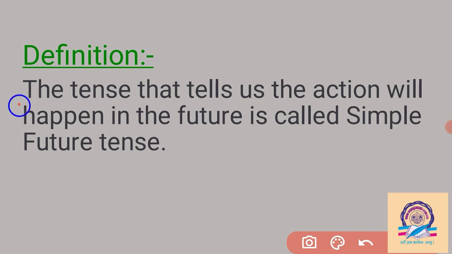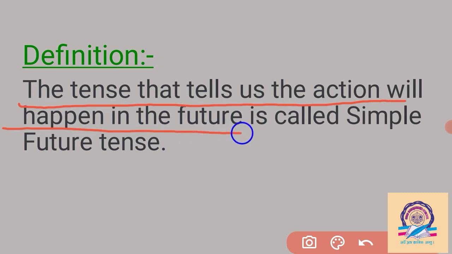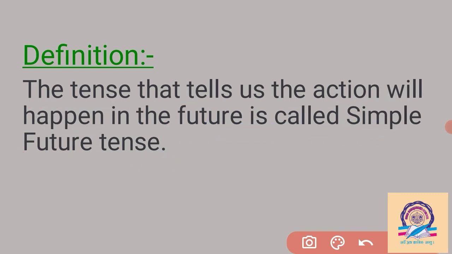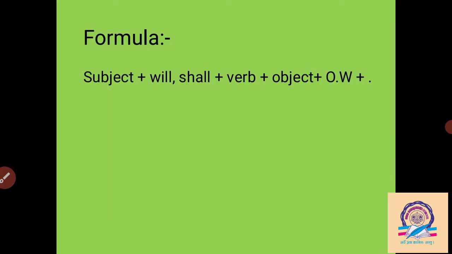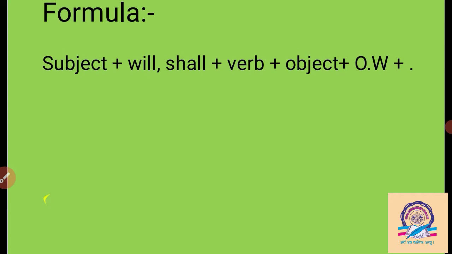So we can say that the tense that tells us the action will happen in future time is called simple future tense. The work will happen at a later time, after we complete our speaking. So we can say that for future purposes we use the simple future tense. The definition is given here. Then we see the formula.